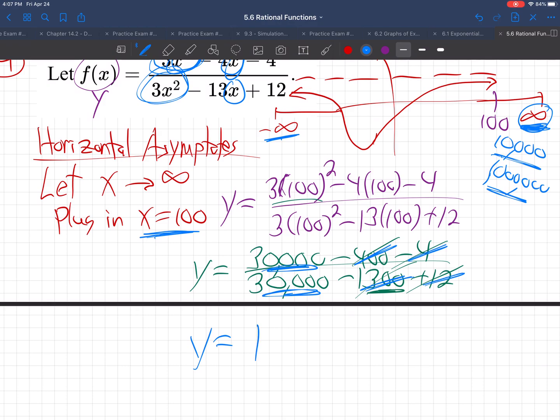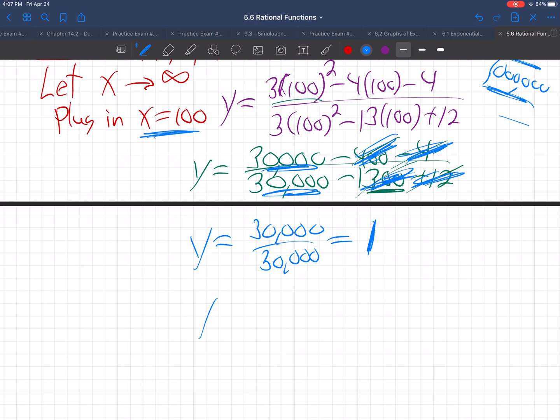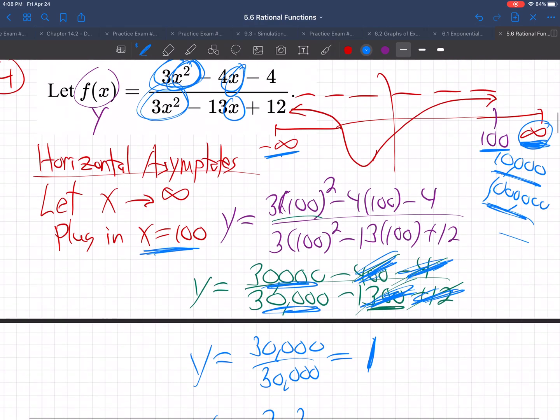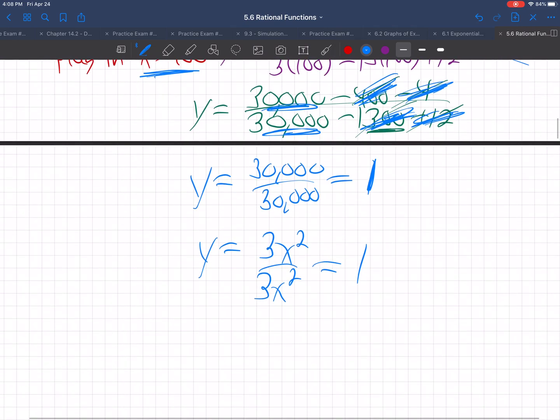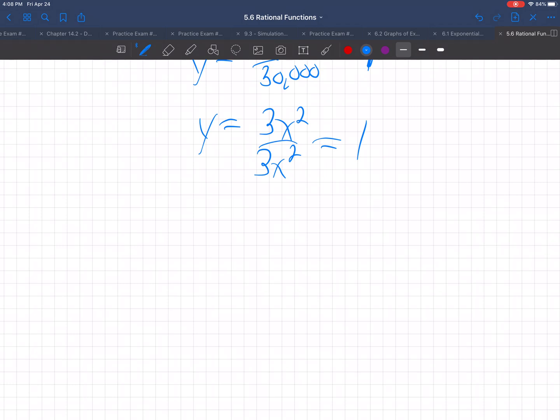This is going to basically equal 1. Do you see that? Let me back up a step. It's basically 30,000 over 30,000, which is 1. These other parts are so small that the further you go to the right, bigger than 100, 10,000, a million, a billion, a trillion, they matter less and less, and it's just going to be 1. It's really just going to be 3x squared over 3x squared. That's why you're getting 1. All that matters is these terms when you head towards infinity. So the horizontal asymptote is y equals 1.